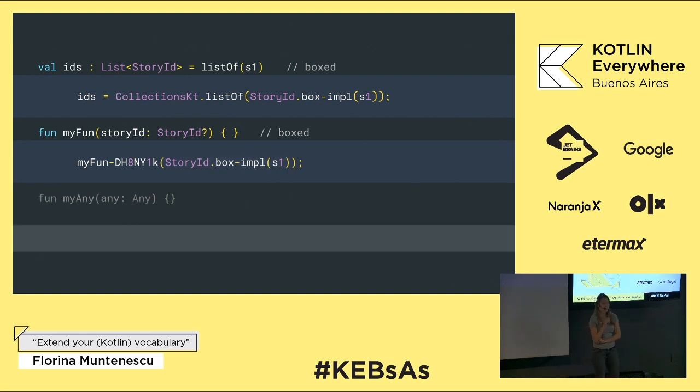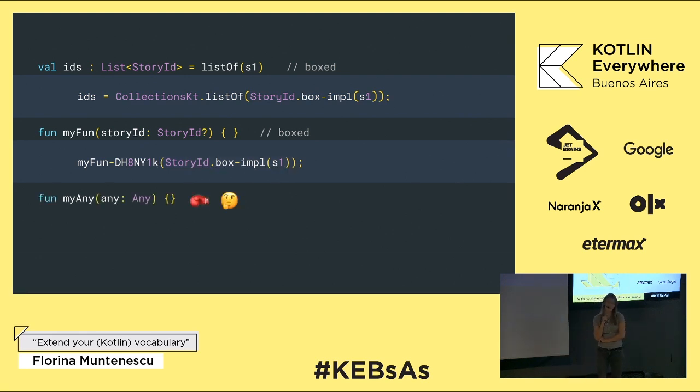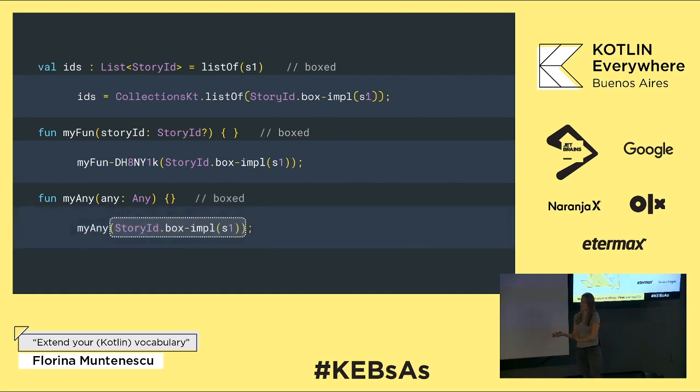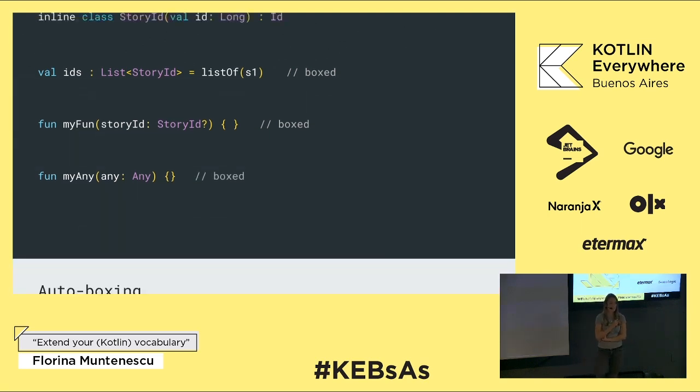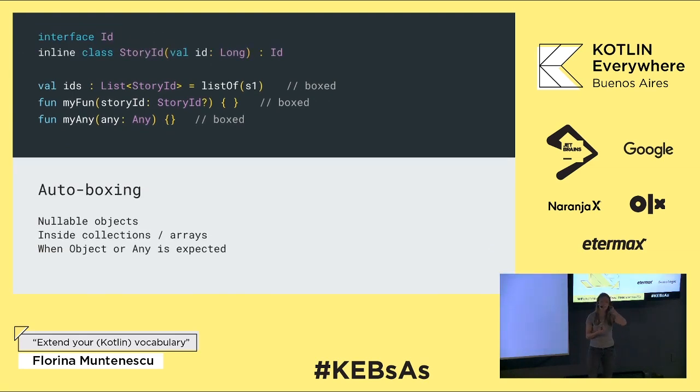OK. Last one. Any. Auto-boxed? So it's going to be used as a primitive? So Any is an object. So this means that it will use the boxed implementation for it. So in general, the rule is that auto-boxing is happening for nullable objects, inside collections or arrays, or when objects or Any are expected. OK, we're not done.